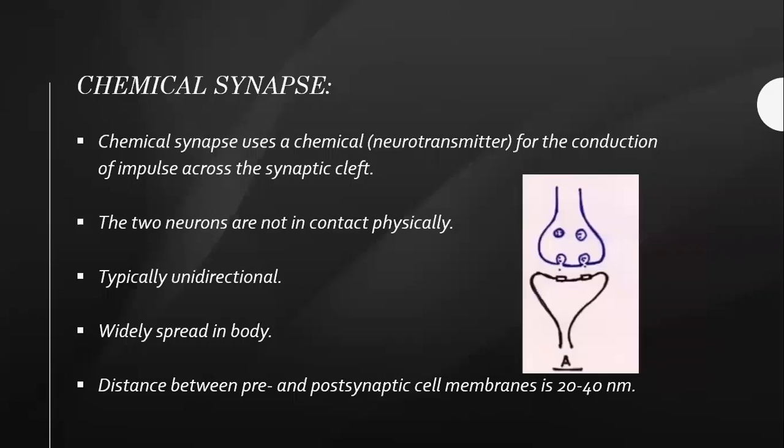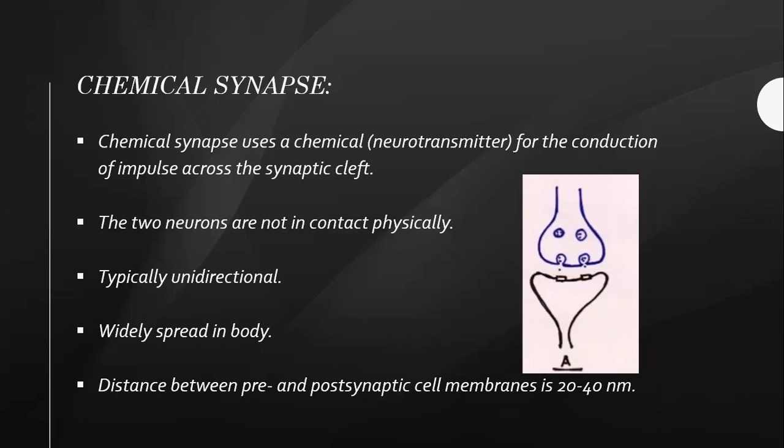So, let's talk about chemical synapse. Chemical synapse uses a chemical neurotransmitter for the conduction of impulse across the synaptic cleft. The two neurons are not in contact physically. They are typically unidirectional and commonly found in the body.